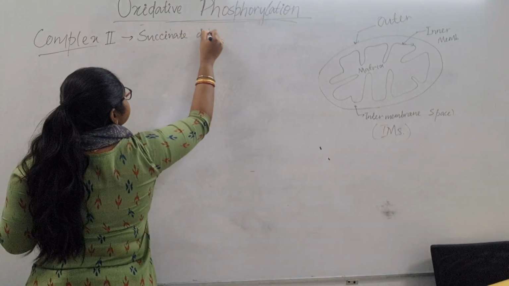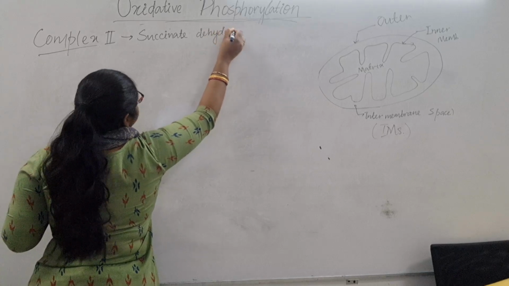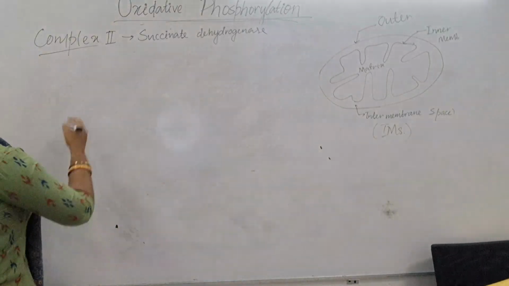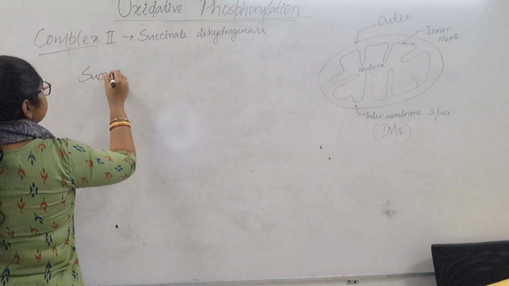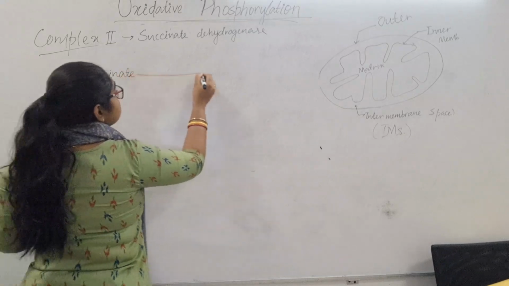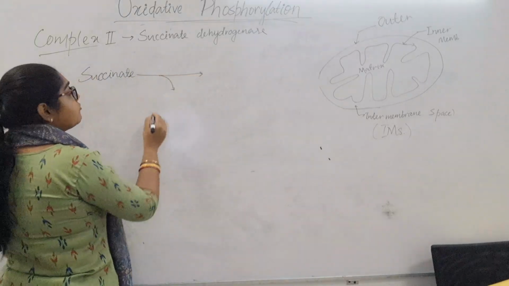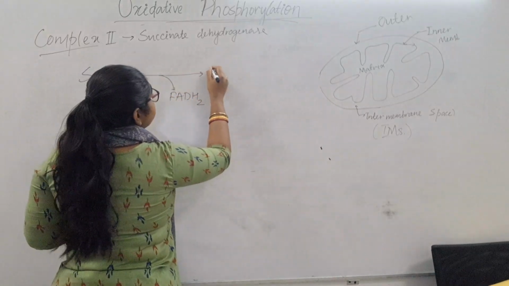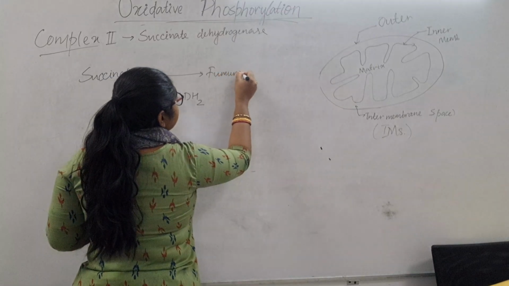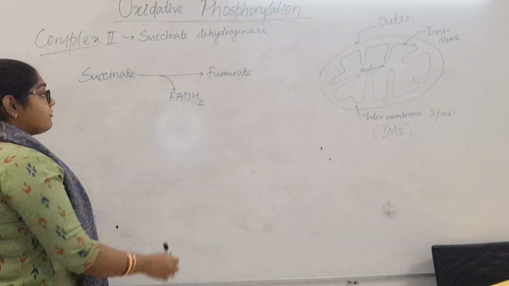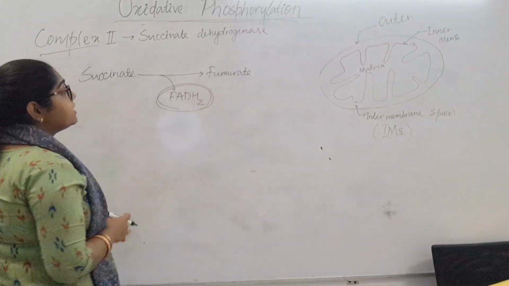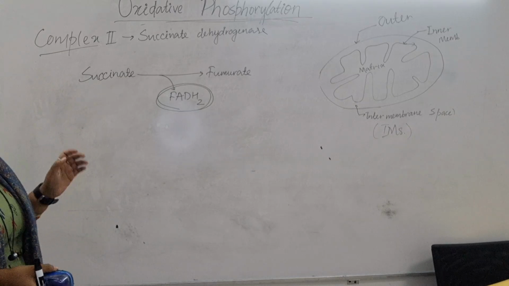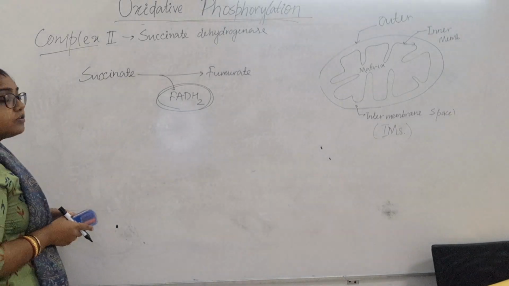Do you remember the Krebs cycle? In the Krebs cycle we have discussed that in the 6th step there is a product succinate, which was removing hydrogen in the form of FADH2 and succinate converting to fumarate. Okay, this FADH2 is getting reduced in complex 2 of the oxidative phosphorylation. That's why it is known as succinate dehydrogenase.